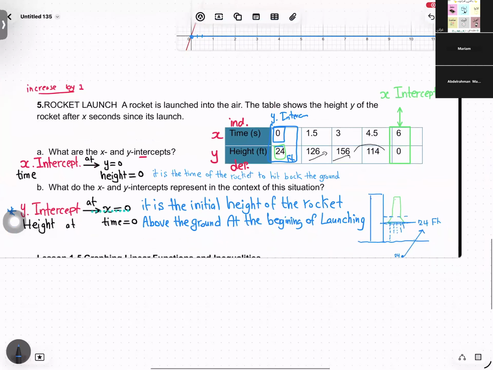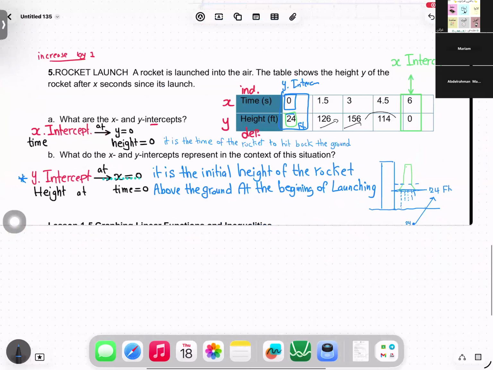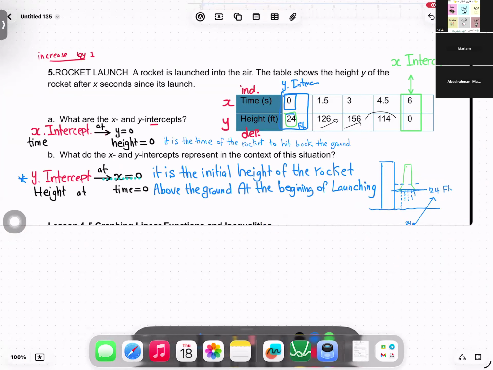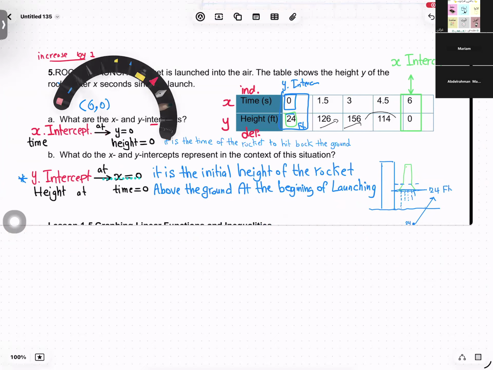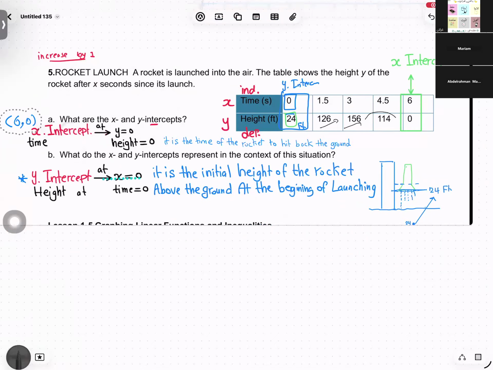Okay. Number B: what do the x and y intercept represent in the context of this solution? We did number B, the description, but we didn't write number A, the x-intercept itself, the point itself, which is (6, 0). It is the x-intercept. Right. And the y-intercept, what about the y-intercept? It is (0, 24). Bravo, excellent.